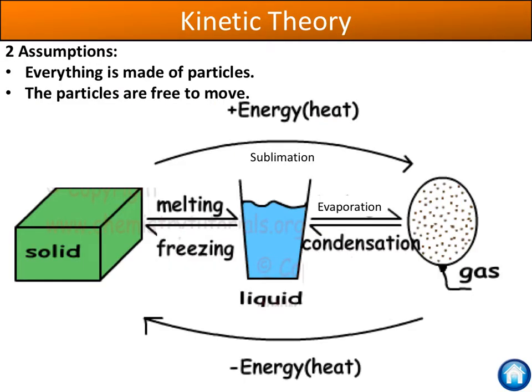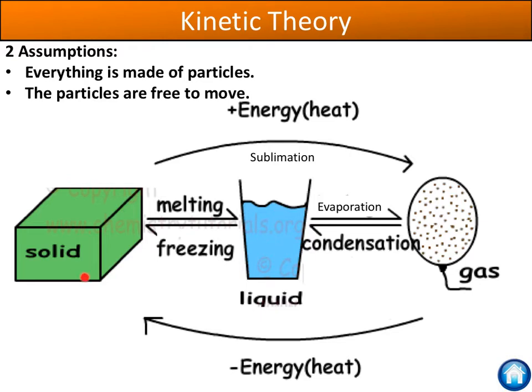The next thing we're going to look at is kinetic theory. Kinetic theory is a theory we use in physics, and it has two assumptions. The first assumption is that everything is made of particles. The second assumption is that those particles are free to move around, and this theory can then explain all the states of matter and the transfers between the two.